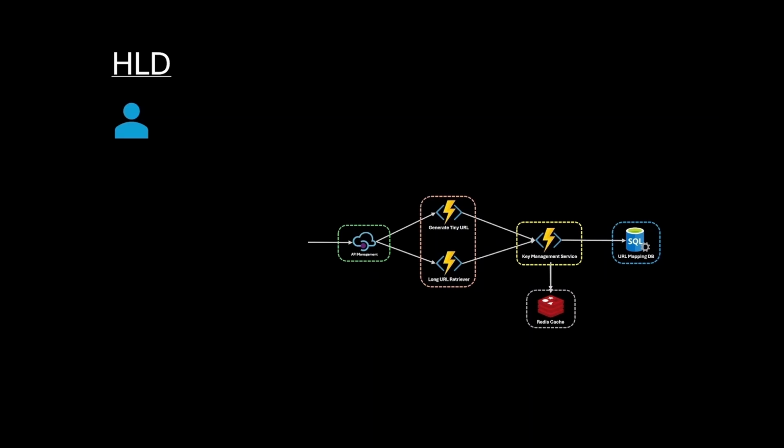The long URL retriever will then send that response back to API management with that long URL, and then API management will send the mapped long URL as a response back to the user. So now this is what will be received by the user in case they make a get call with the 7 characters, and they will receive this long URL back.